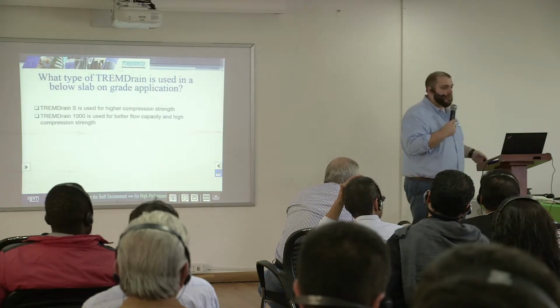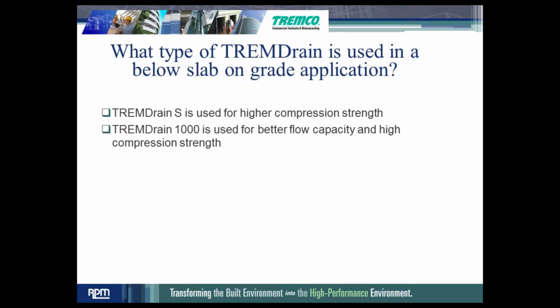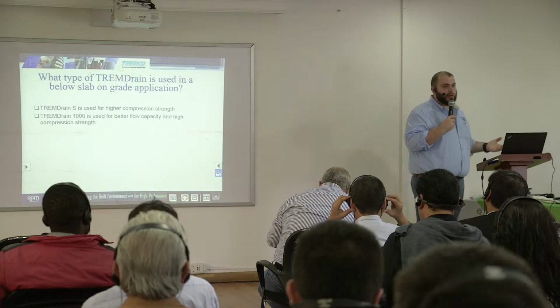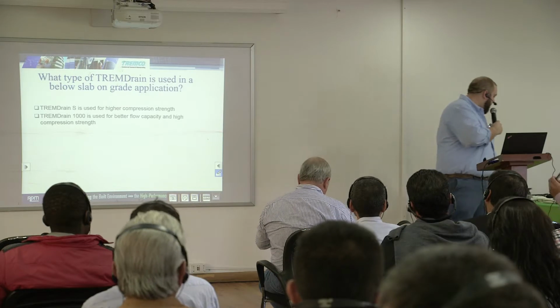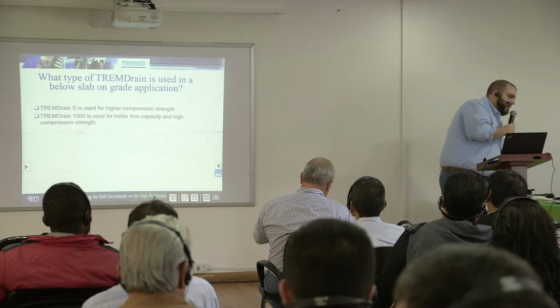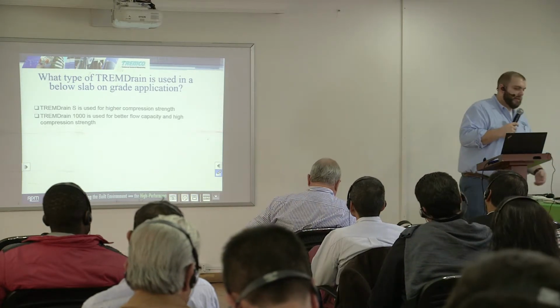Also, you could use the TREMDrain 1000. It has a high compression strength, not as high as the S. However, it does have a better flow capacity, so you can wick more moisture away. And this is the 1000. Pass those out if you don't mind.